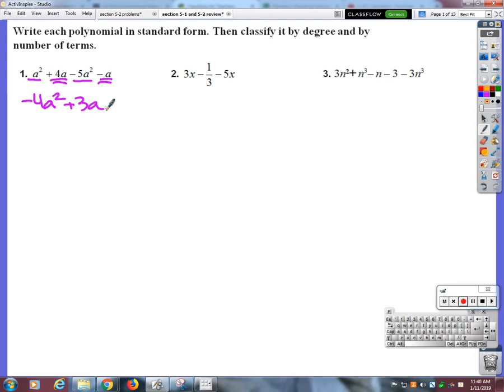What we're really trying to focus on is classifying it by degree and number of terms. So Peyton, what is the degree of that expression? Which makes it a quadratic. And then, yeah, there's 2 terms, so it is a quadratic binomial.